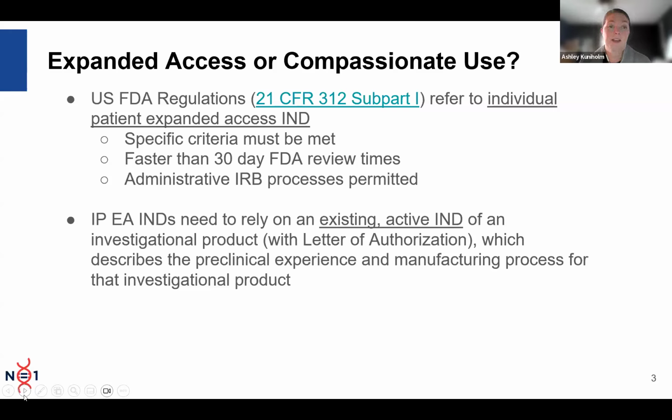For these specific individual patient INDs, they need to rely on an existing active IND of an investigational product. So that original IND is where we describe the preclinical experience, the toxicology, how the drug is manufactured, and what is going on in the existing clinical trials for that product. So when we think about these regulations for this kind of individual patient, these drugs have to already have been developed and been studied in order to be used. So this is quite a bit different than what we're talking about for these N of 1 or individualized medicine INDs.